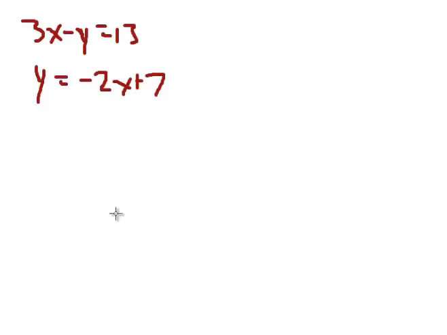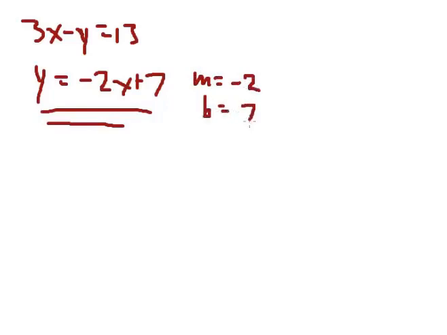Now, before you do that, you want to make sure that both of them are in y equals mx plus b form. This one is in y equals mx plus b form. This one already is y equals something x plus or minus something. So for the bottom equation, again, it's not going to be relevant for this problem, but we know the slope, the m, is -2, and the y-intercept is 7.